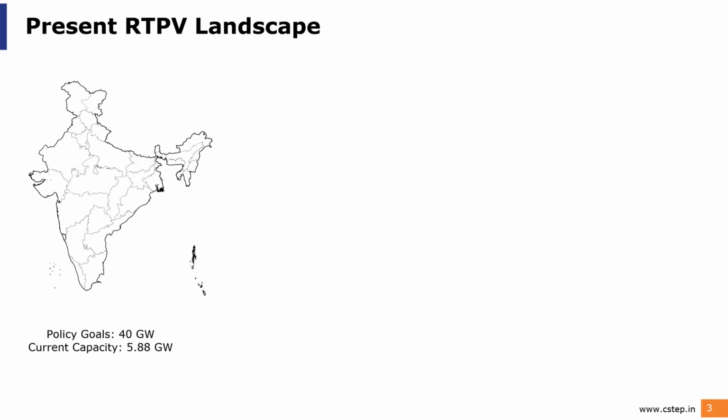Let me start the presentation with some general information about rooftop PV targets and installed capacities. In the year 2014, the Ministry of New and Renewable Energy set an ambitious target of 100 gigawatt through solar energy by 2022, of which 40 gigawatt is expected from decentralized rooftop solar projects. Unfortunately, after 6 years, we have been able to achieve only 14% of the target.